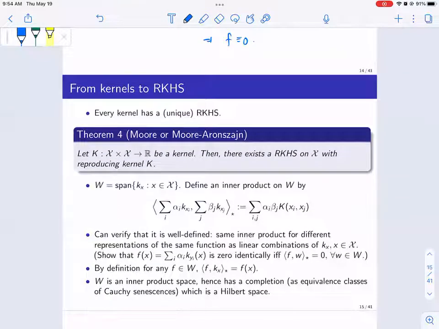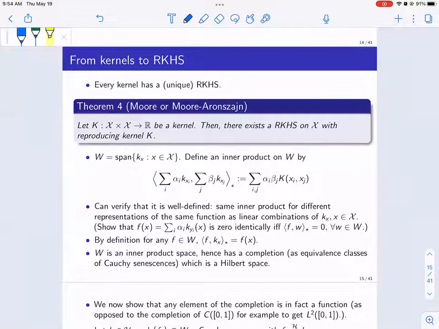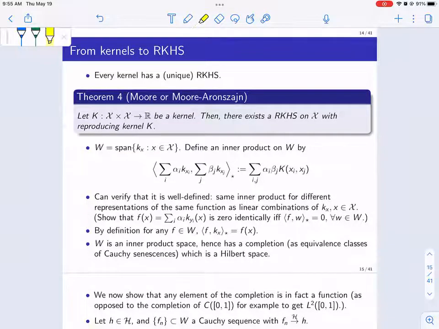So this is the main result that I basically pointed out last time. Every kernel, basically every symmetric bivariate positive semi-definite function, has a unique RKHS. So if you find a kernel, then it generates an RKHS on X with that kernel being the reproducing kernel of that RKHS. So this is Moore or Moore-Aronszajn. It's hard to pronounce. But that's the person who basically wrote the classical paper summarizing properties of RKHS. There are different ways of proving this result, but basically you work with the span.